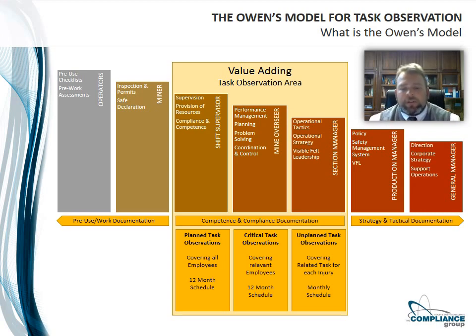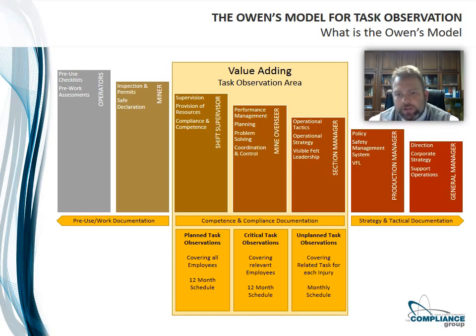Right. When we move to the mine overseer, we have another section of planned task observations. But it would be senseless for the mine overseer to do the same observations that the shift supervisor has already done. So what is the mine overseer going to focus on? As he is the overseer and the HOD of the section, all critical task observations will move into a schedule for the mine overseer. So the shift supervisor will do the non-critical task observations. The mine overseer will do the critical task observations, also plotted on a 12-month schedule.